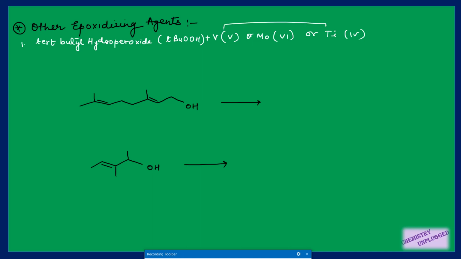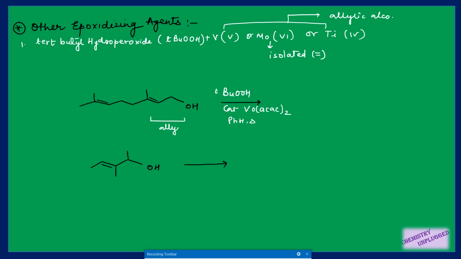Vanadium complexes are very efficient in reacting with allylic alcohols, right? And molybdenum is good for isolated double bonds, right? So we have here one example where we are using this tertiary butyl hydroperoxide along with a vanadium complex as a catalyst, right? In this example we have two types of double bonds, this one is allylic and this one is your isolated double bond.